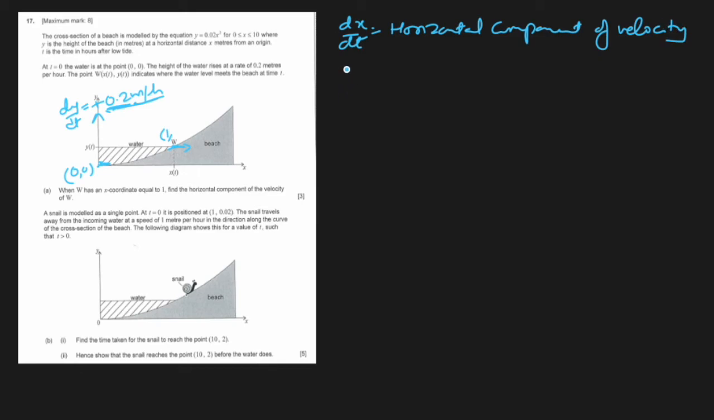So to find the rate of change of the curve, we will find dy over dx by differentiating this, which is 2 comes in front, 0.02x, and that is 0.04x. But they're asking for dx over dt, and there is no dt, there's no time here in this graph. So what do we do? We divide the numerator as well as the denominator by dt.